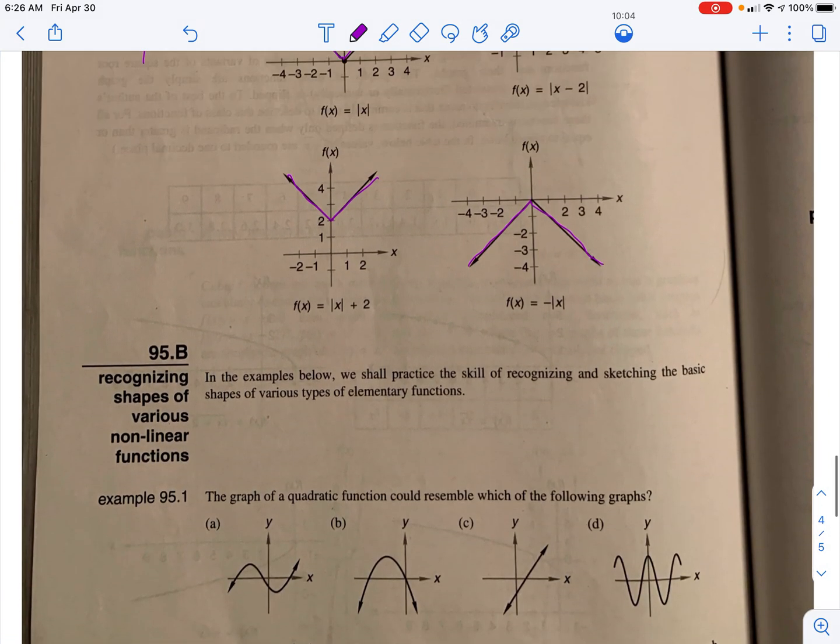Now let's look down here at 95.1 at the very bottom. I'm not going to scroll up because I think the answers are right below there.